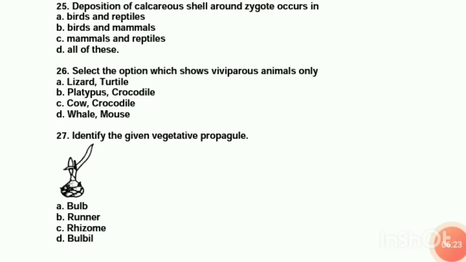Select the option which shows viviparous animals only. Option whale and mouse. Identify the given vegetative propagule. Bulbil. Which of the following animals give birth to young ones? Ornithorhynchus and echidna, Balaenoptera and Homo sapiens. D, both A and C. Next, viviparity is found in shark.